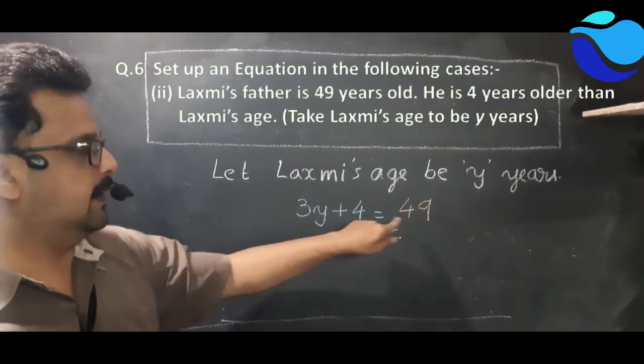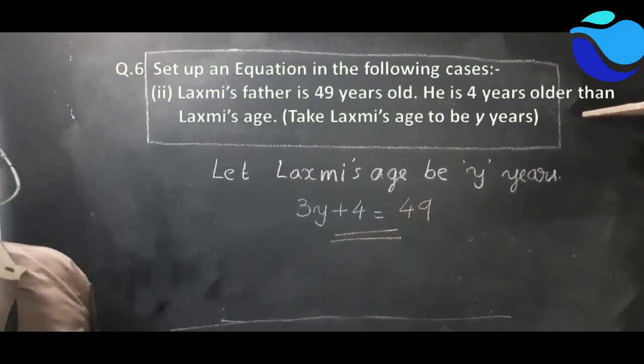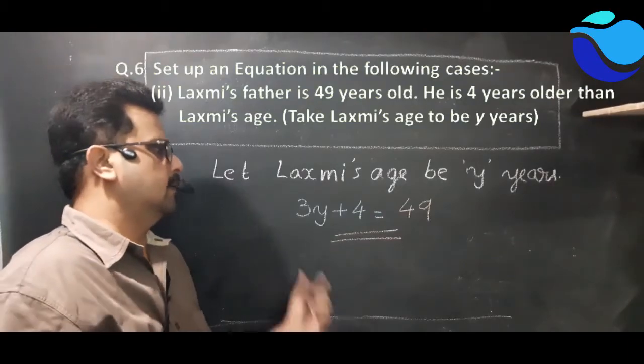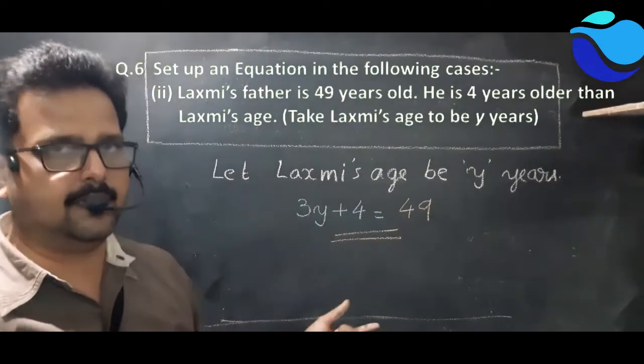3y plus 4, and that value is 49. Okay. We are just forming the equation. We don't have to find the solution.